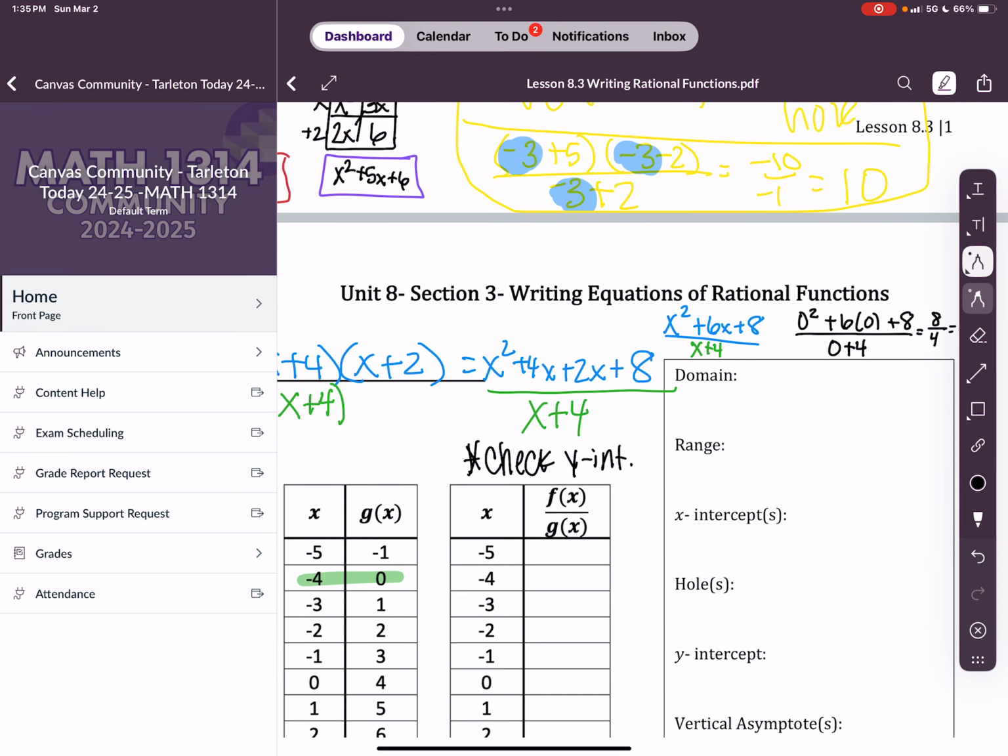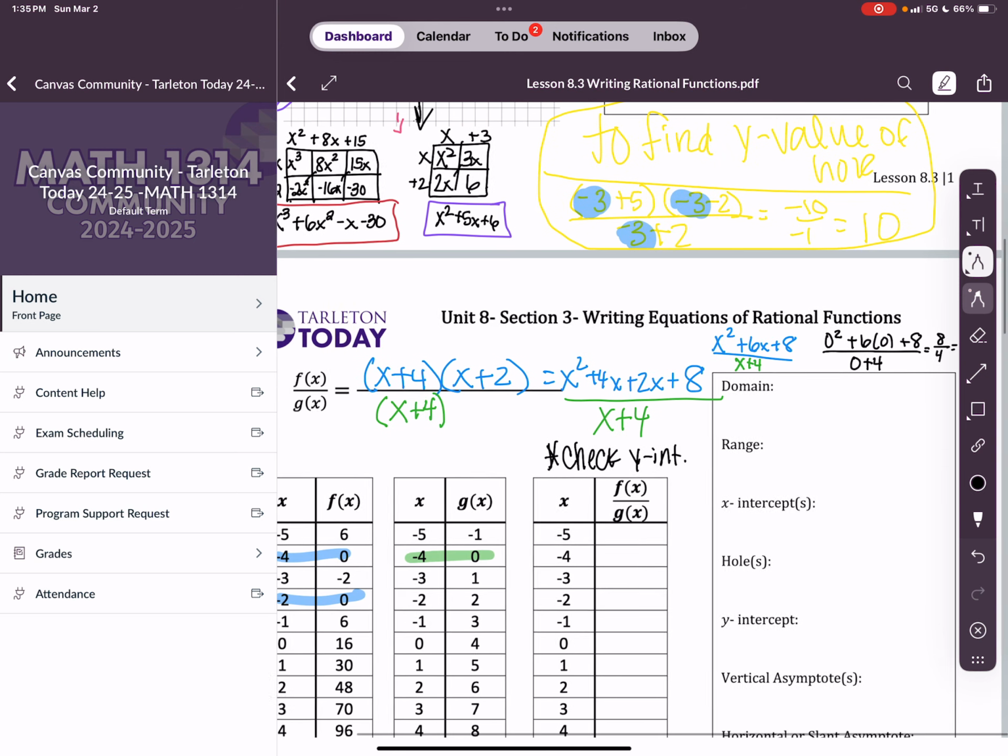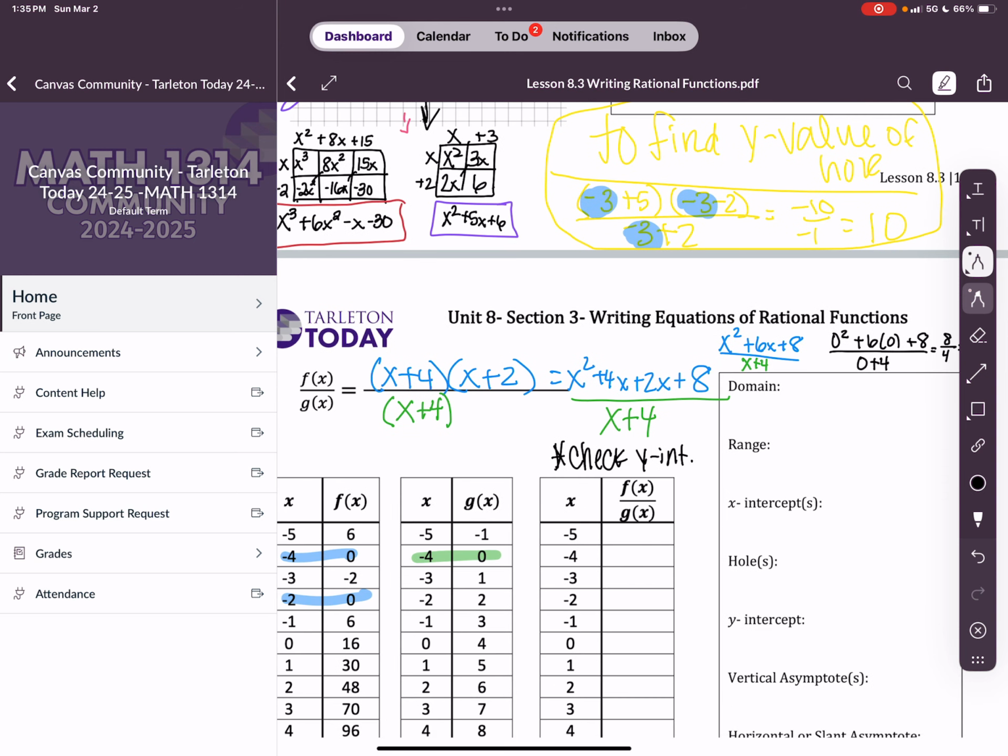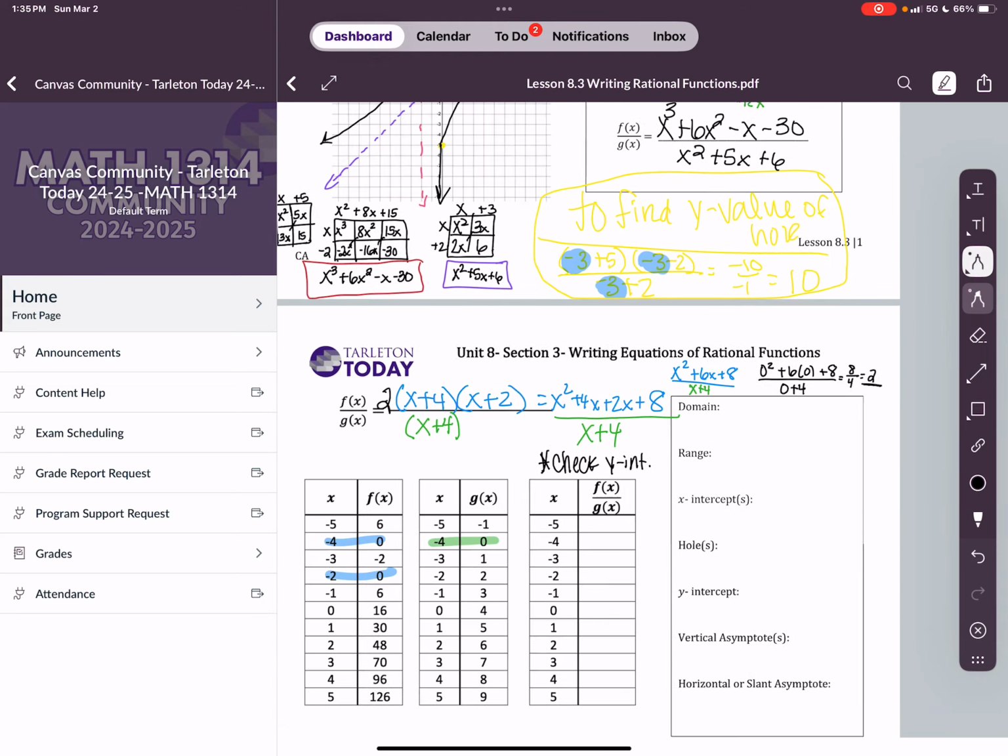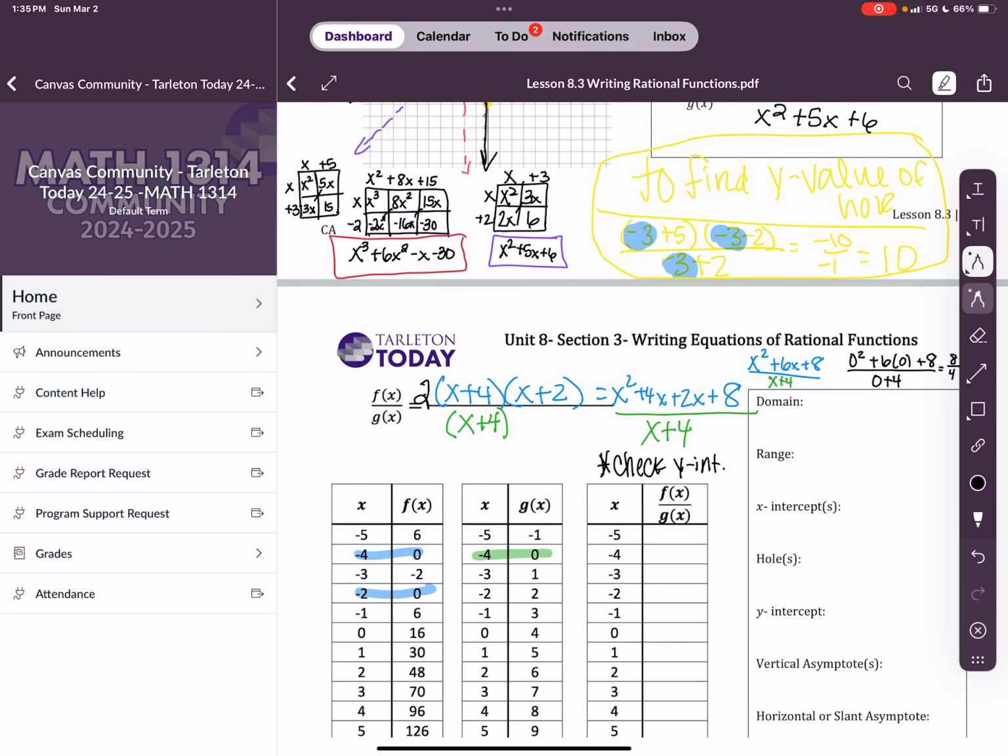So whenever we have our factored form, I'm going to write it here, I should have a 2 here. What I did to find that 2 is I plugged in 0 for x, and whatever number I came up with, that was the number that goes in front of your factored form.